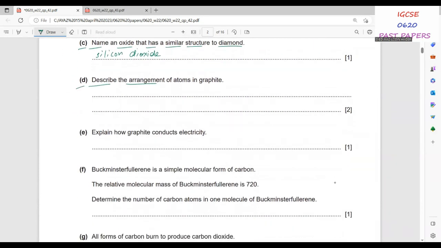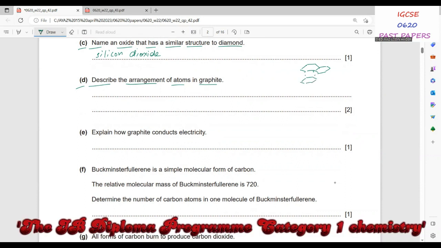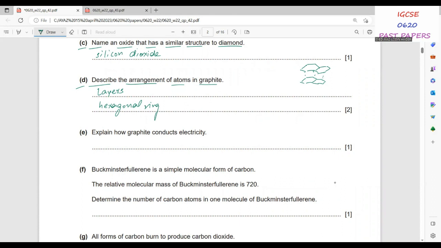D. Describe the arrangement of atoms in graphite. The arrangement of atoms in graphite is layers and hexagonal rings. Hexagonal rings will be like this. And we have layers of these hexagonal rings. So you write layers, hexagonal, rings of carbon.